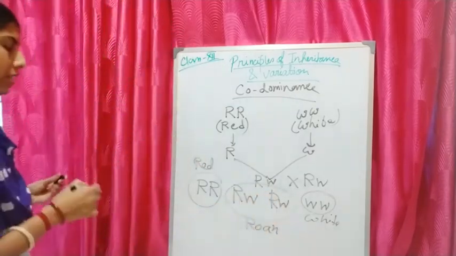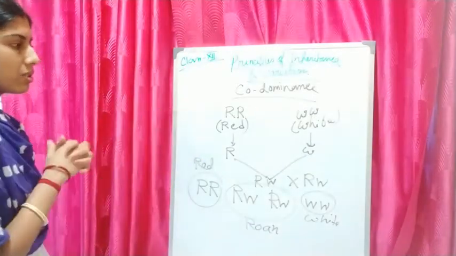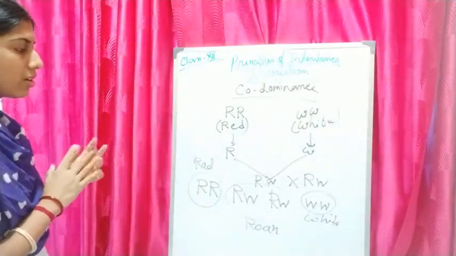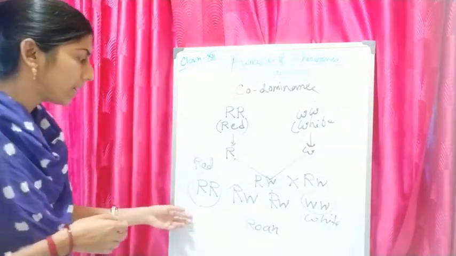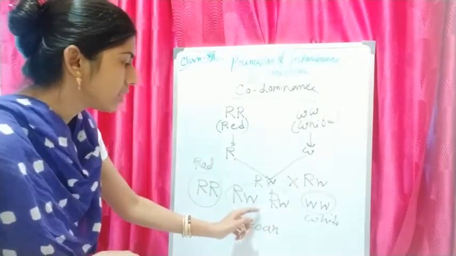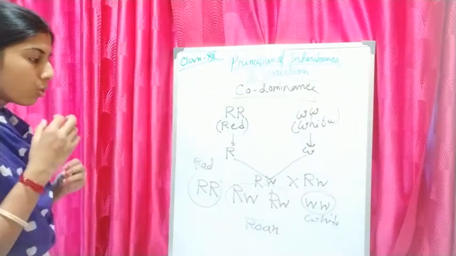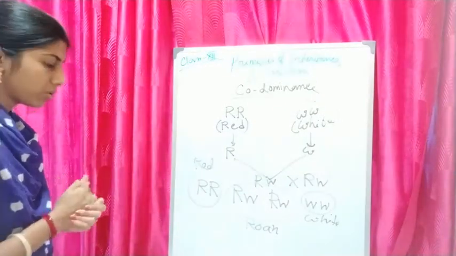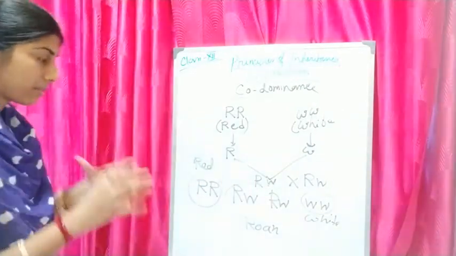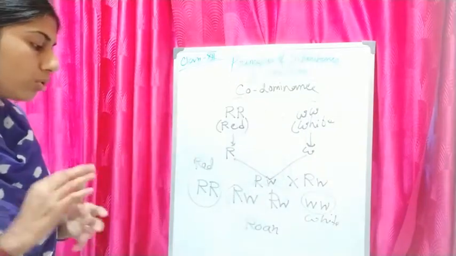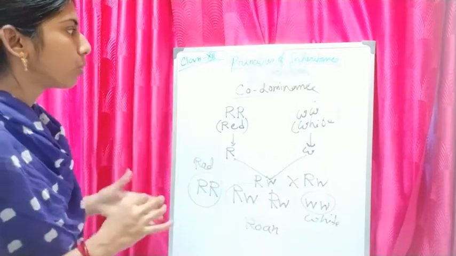That means in cows, if a red colored cow is crossed with a white colored cow, then the offspring will show both colors. Their own color appearance will be shown. Expression of both red and white genes will be shown. This is known as codominance.